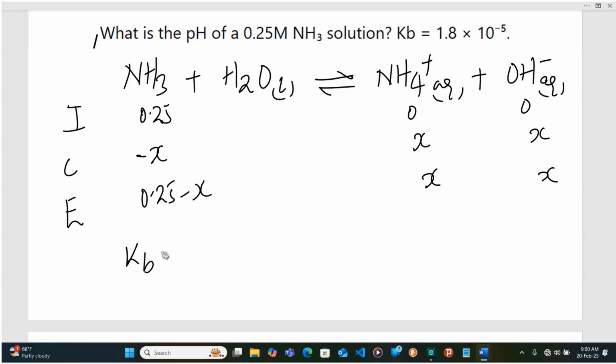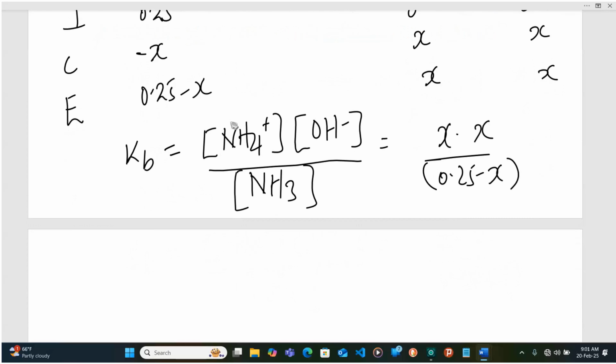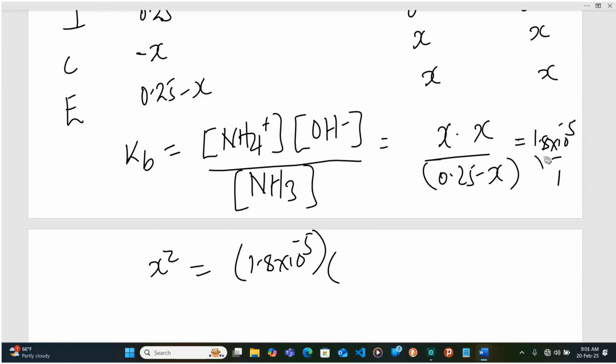So we write the Kb, which is equal to the concentration of ammonium ions times the concentration of hydroxide ions divided by the concentration of ammonia solution. And this is equal to, at equilibrium, this is X, this is also X, and then at equilibrium, ammonia is 0.25 minus X. So we know Kb as 1.8 times 10 to the power negative 5, so we'll have X squared over 0.25 minus X equivalent to 1.8 times 10 to the power negative 5.